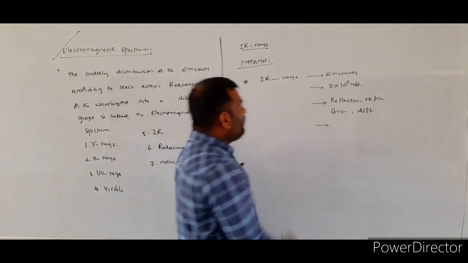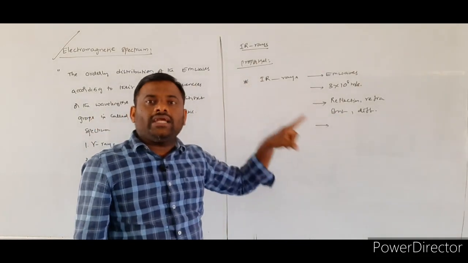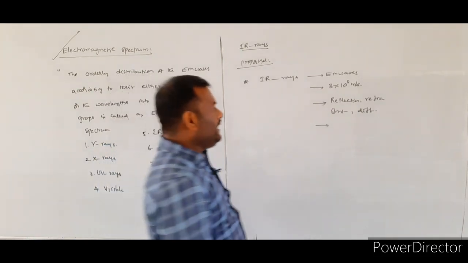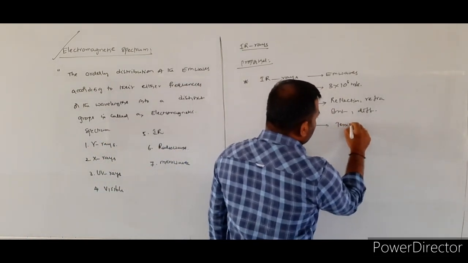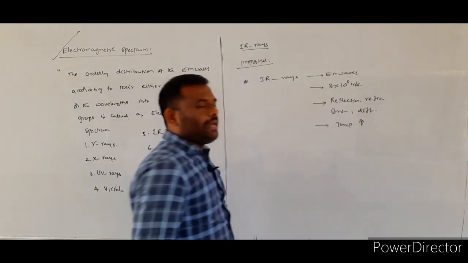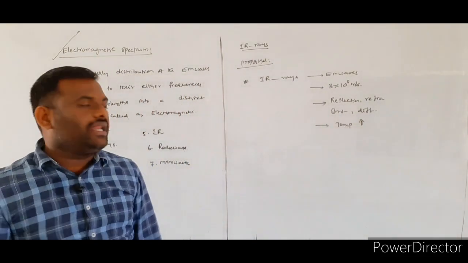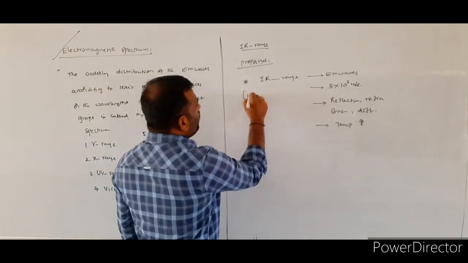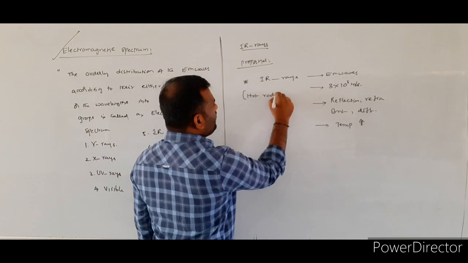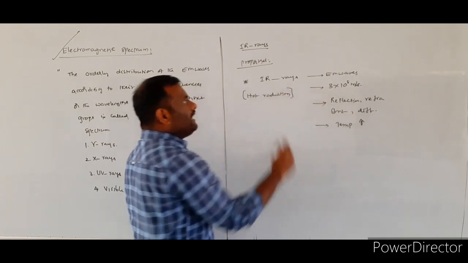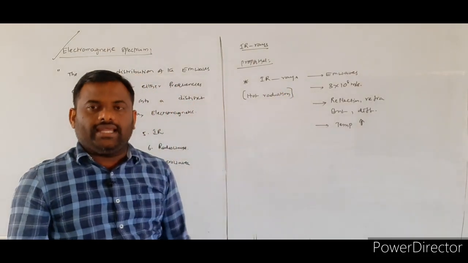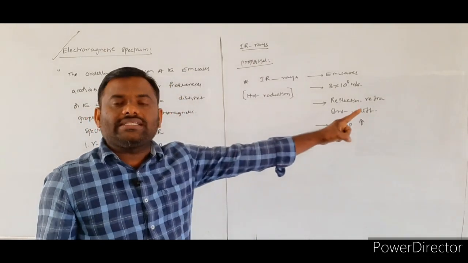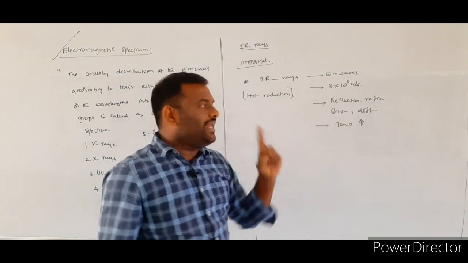Next, whenever IR radiation is incident on any body, the temperature of that body increases. We say that IR radiation is nothing but hot radiation. So whenever IR rays are incident on any substance, they increase the temperature of the substance.